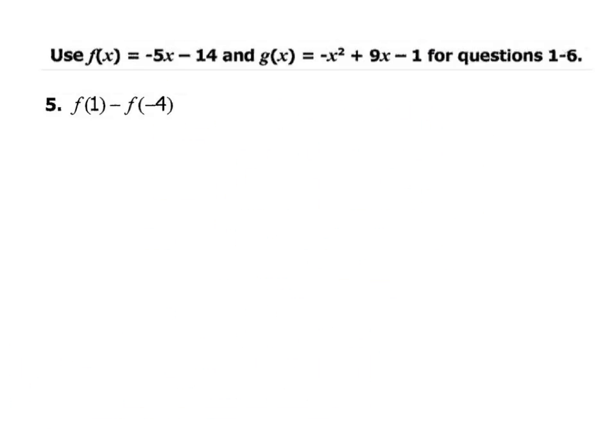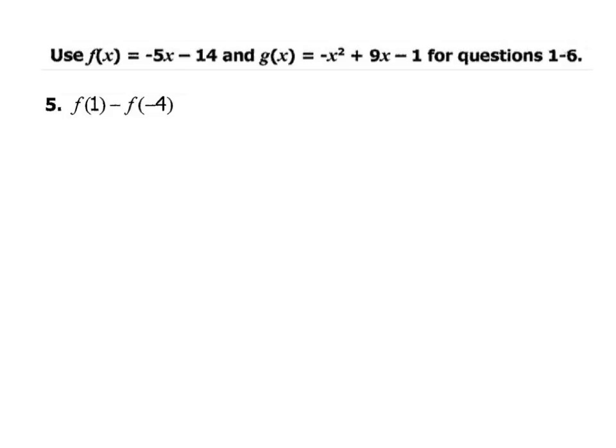All right, number 5, we have essentially a compound function that we're evaluating because we have two functions that we're subtracting from each other. So there's two different ways you can do this. You can first find f of 1, then find f of negative 4, then subtract your answers, or you can just write them together all in one line. All right, so I'm going to show you both ways.